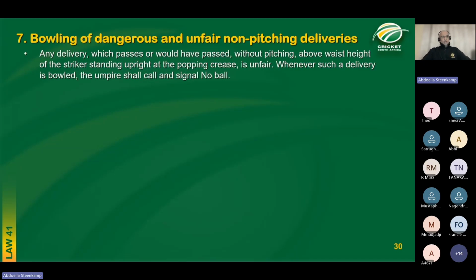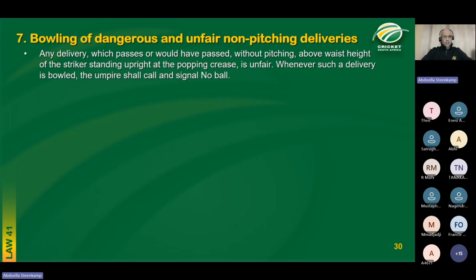So the law first tells us that any delivery which passes or would have passed without pitching, or on the full, above waist height of the striker standing upright at the popping crease, is unfair. And the law tells either umpire to immediately call and signal no ball if this happens. The striker's end umpire is in the best position to call this because they do have a side-on view, but either umpire can call this.